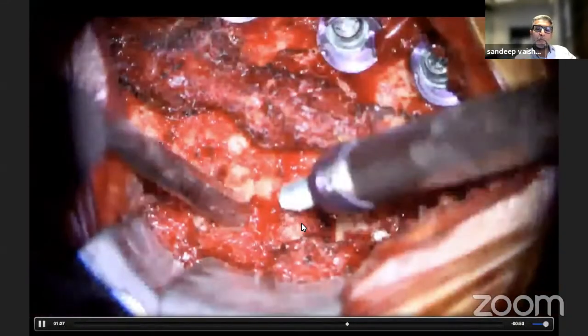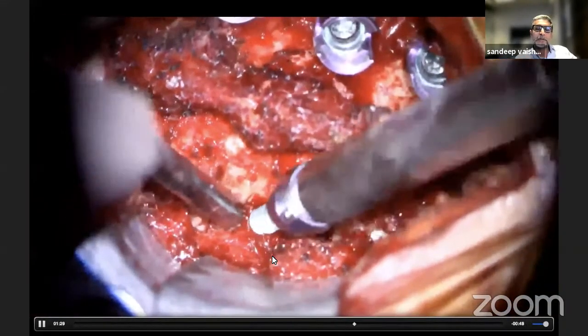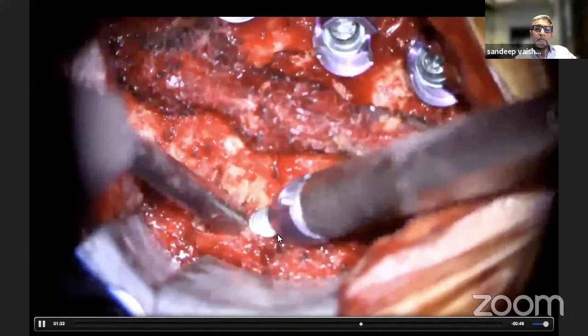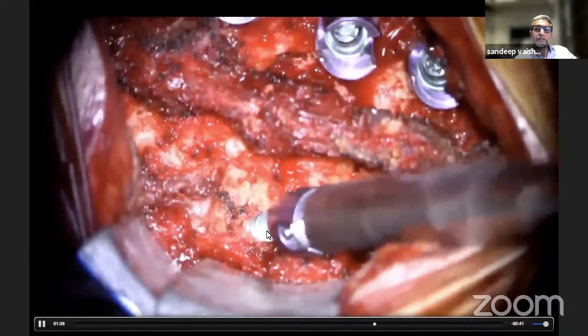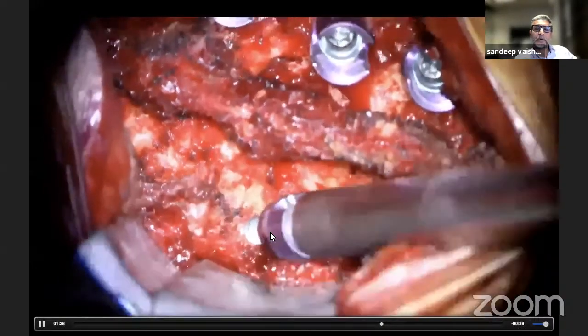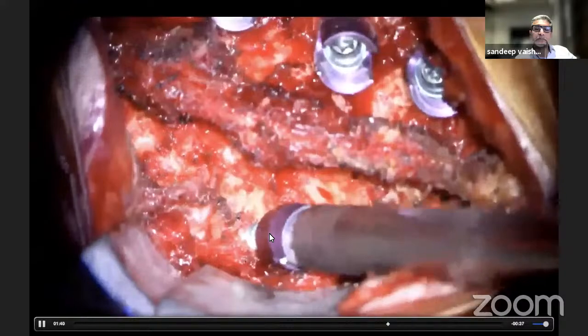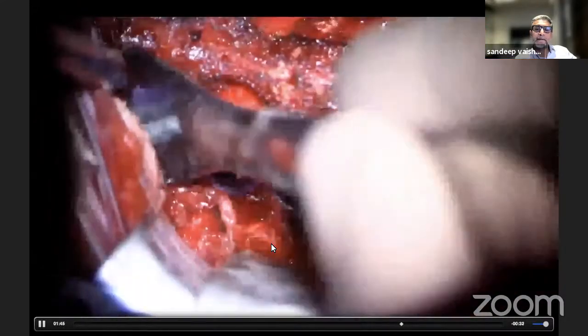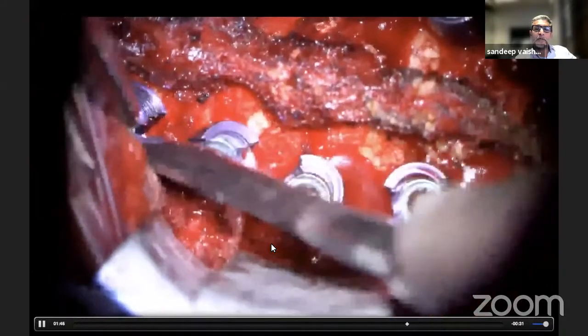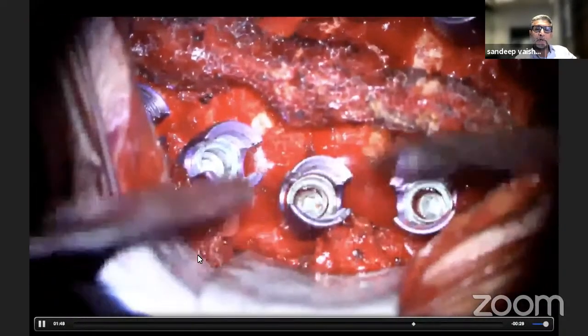As you can see in the video, I'm doing both these sides from the left side of the patient. And because there was some bleeding from this hole, I inserted the screw there first. And now once all these screws are inserted, you align them to put in the rod.